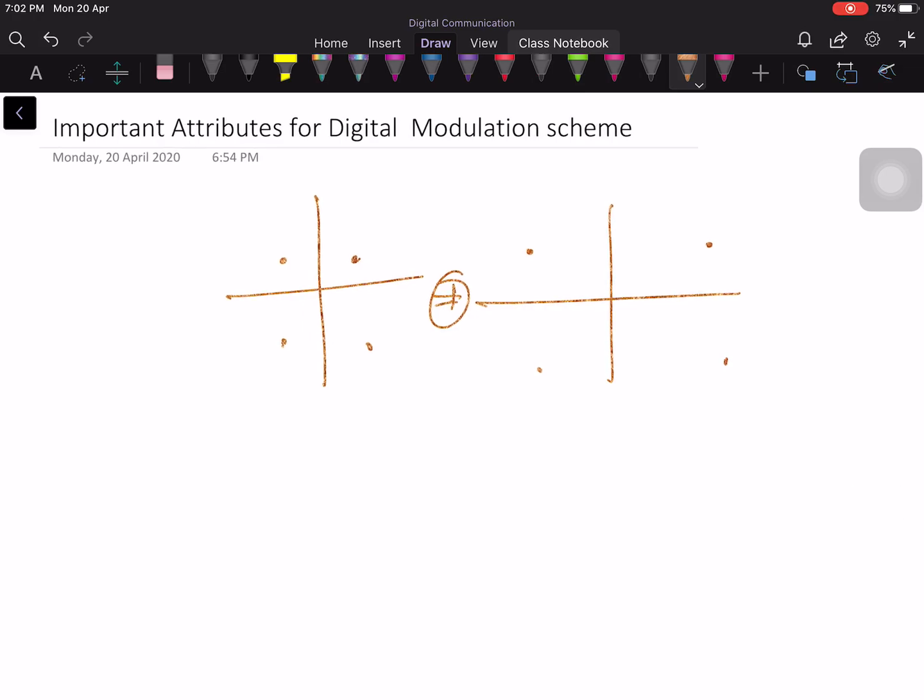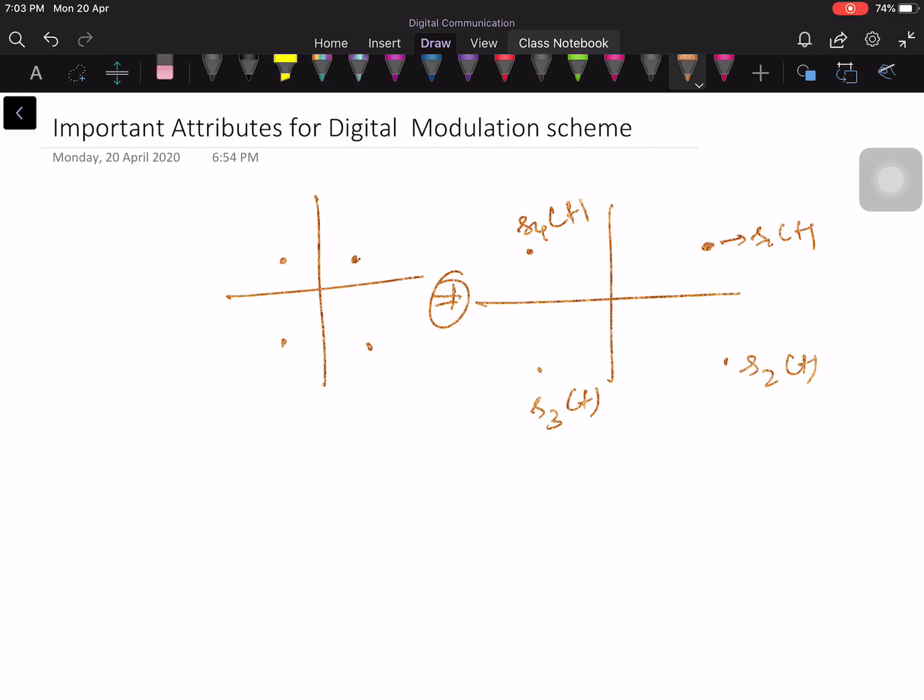Essentially, each point is nothing but a signal. Let's say this is S1 of t and S2 of t, and this is S3, and I'm writing randomly S4 of t. There are four signals, so how do you design these four signals? On what basis are you going to do that? Should we consider some parameters when designing this constellation? What parameters should I consider? That is an important thing that we need to address.